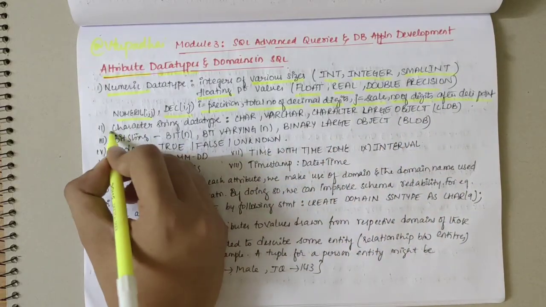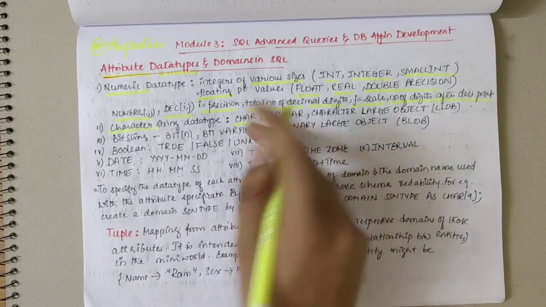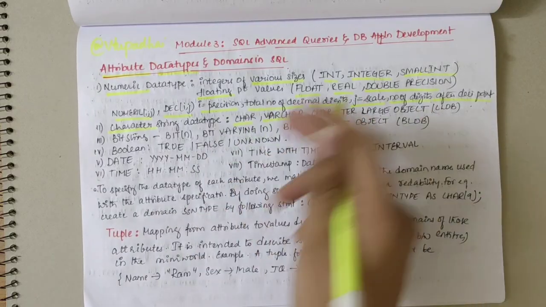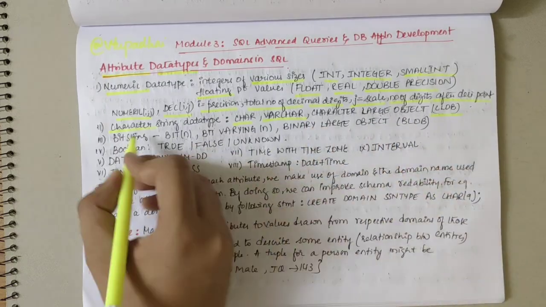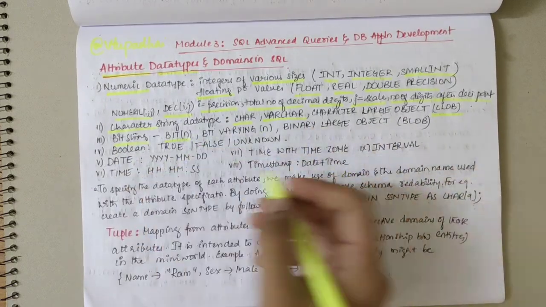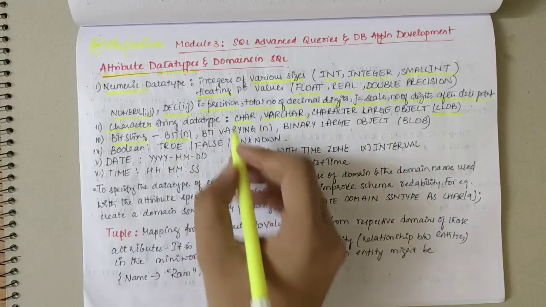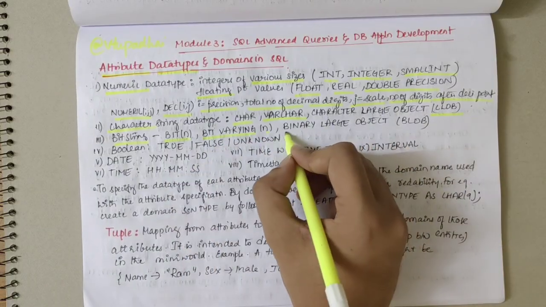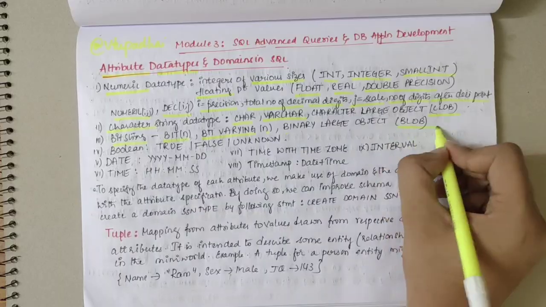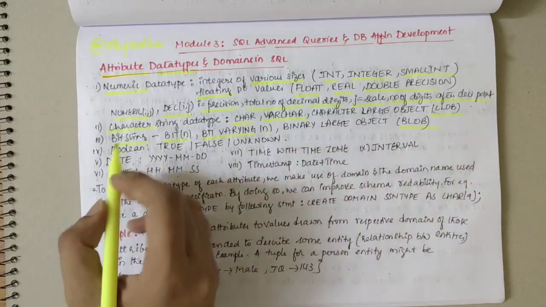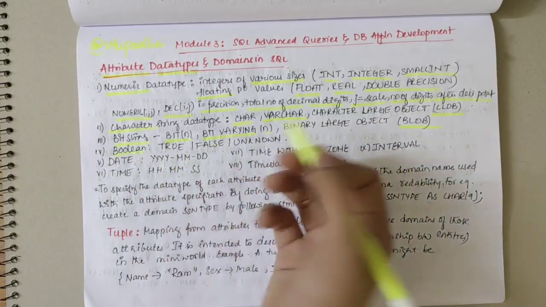Second, we have character. That is char, fixed character length, then varchar, variable character length, and then CLOB, that is character large object. Then in bit string, we have bit, and then bit varying. And then we have blob, that is binary large object. Then in Boolean, we have either true or false or unknown.